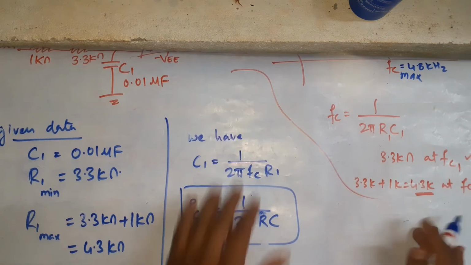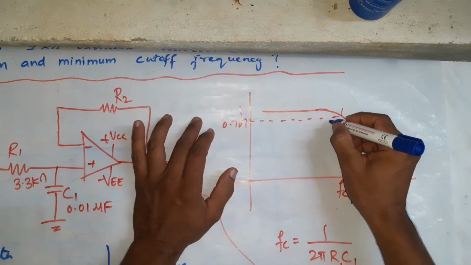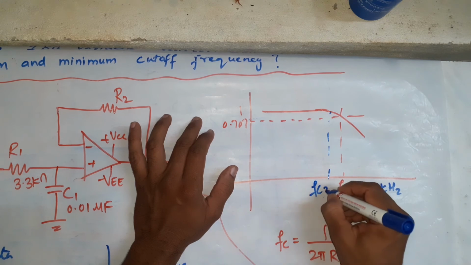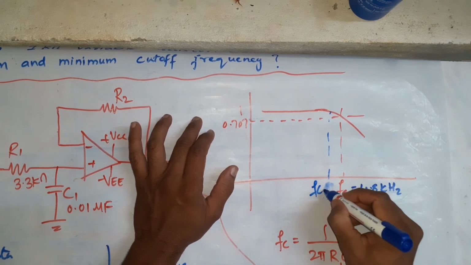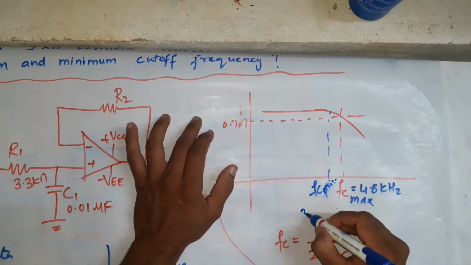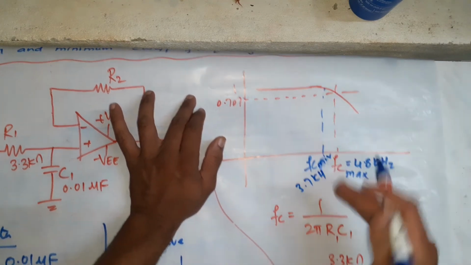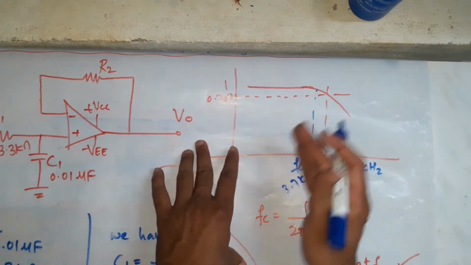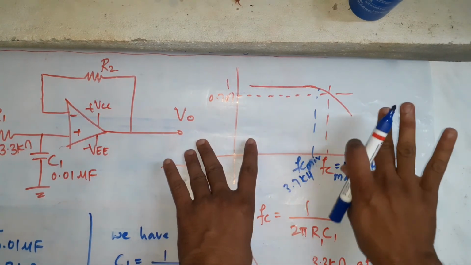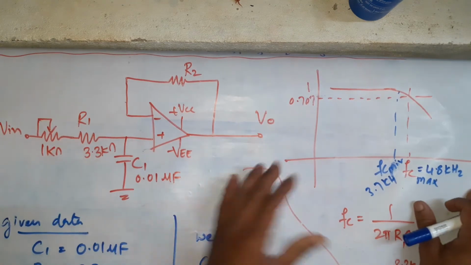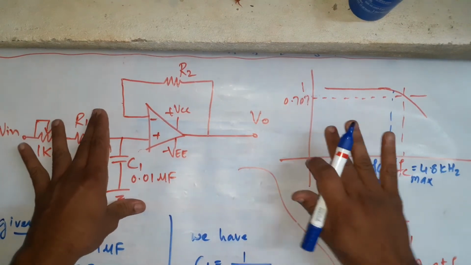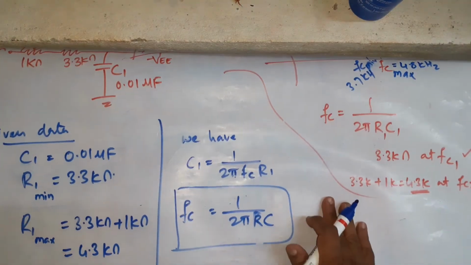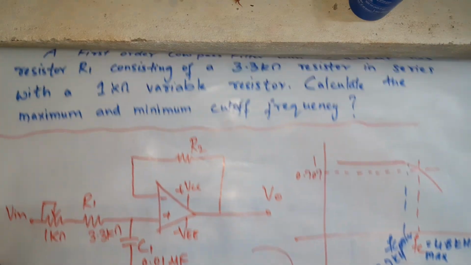So Fc minimum is 3.7 somewhere here. This will be Fc2, or I can call it Fc min, which is 3.7 kilohertz, lesser than this. So as resistance goes on decreasing, your cutoff frequency will go on increasing. As resistance decreases, cutoff frequency will increase. If resistance increases, cutoff frequency will decrease. Hope you understood the concept. Let us solve another problem.